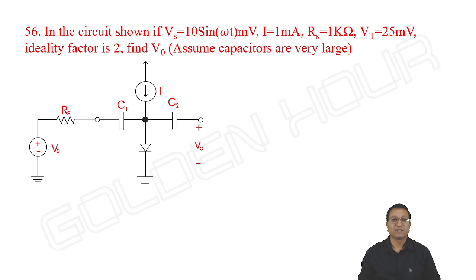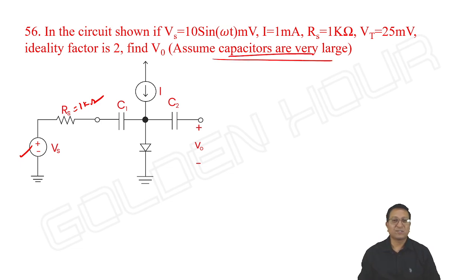Next, 56. In the circuit shown, if Vs is equal to 100 sin omega t millivolt, and Rs is equal to 1k, Vt is 25 millivolt, ideality factor is equal to 2. Find V output. Assume capacitors are very large.